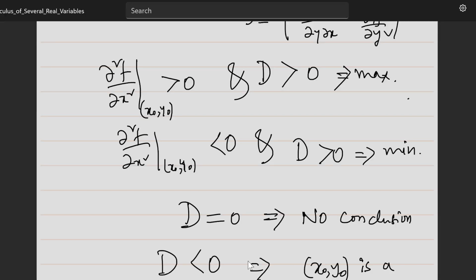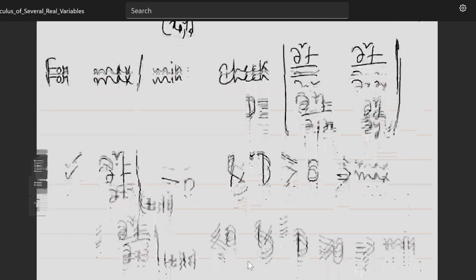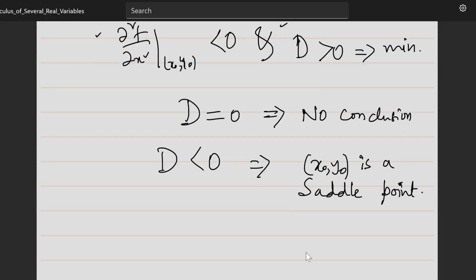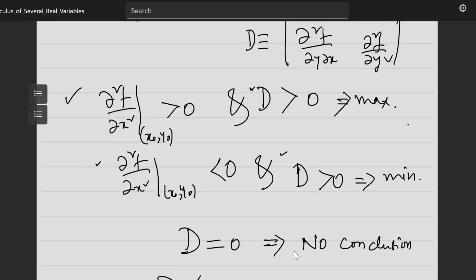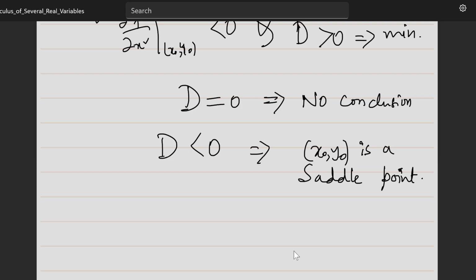Okay, remember this formula. For maxima, both del 2f del x2 and D positive. For minima, D positive and del 2f del x2 negative. So if D is positive, then you have a conclusion. If D is 0, no conclusion. D means this Jacobian. If D is less than 0, then it is a saddle point. Okay. Understand? Remember the formula?